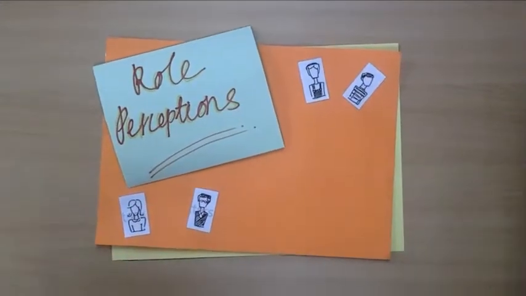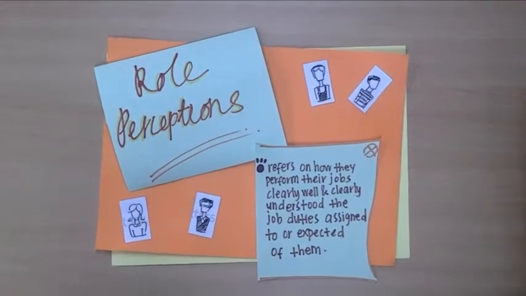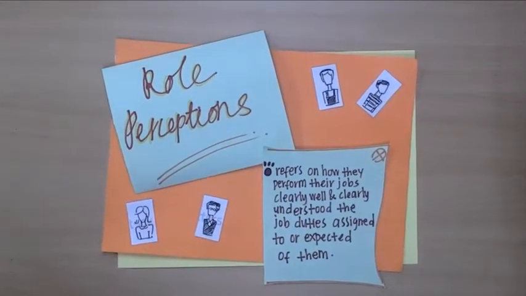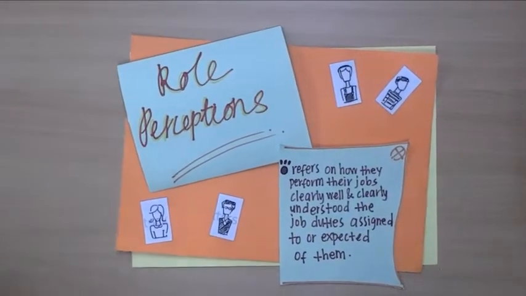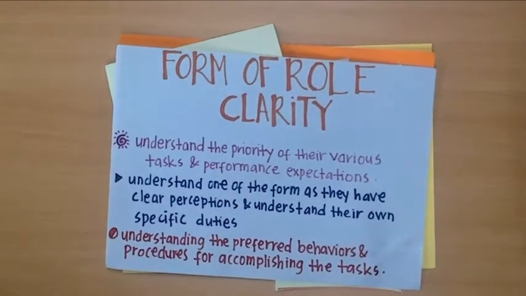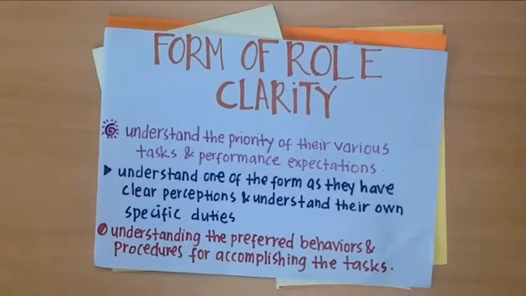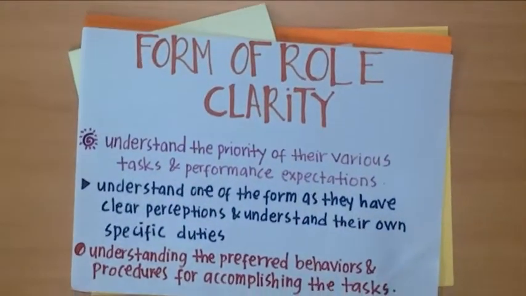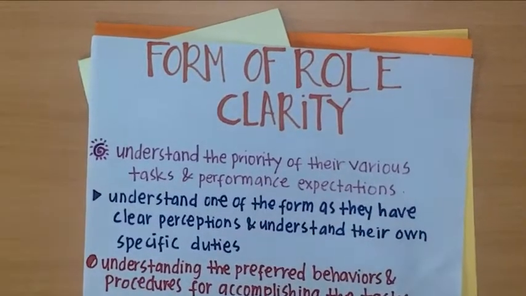Third is role perception. Role perception refers to how employees perform their jobs well and clearly understand the job duties assigned to or expected of them. This model exists on a continuum from role clarity to role ambiguity. Based on our observation, there are 3 forms of role clarity. First is understanding the priority of their various tasks and performance expectations.